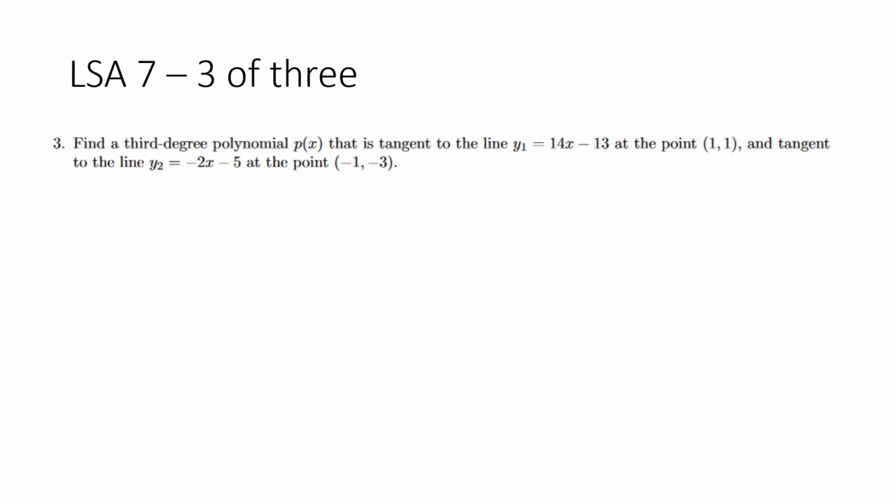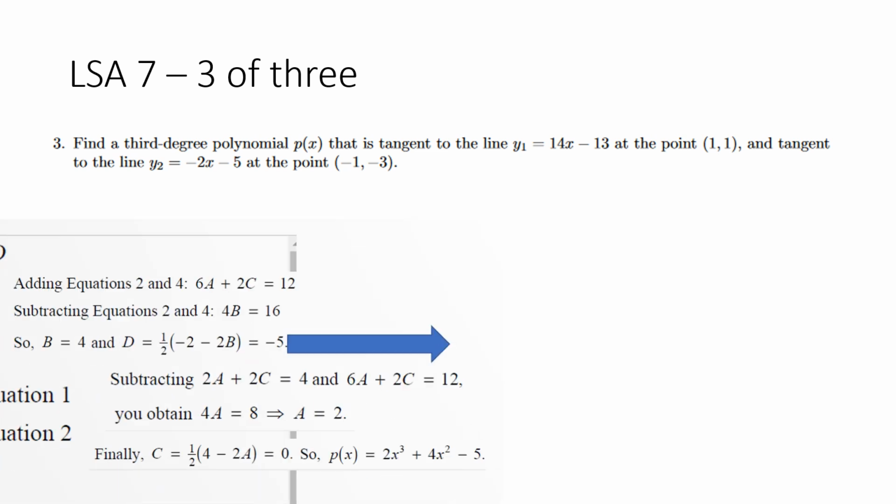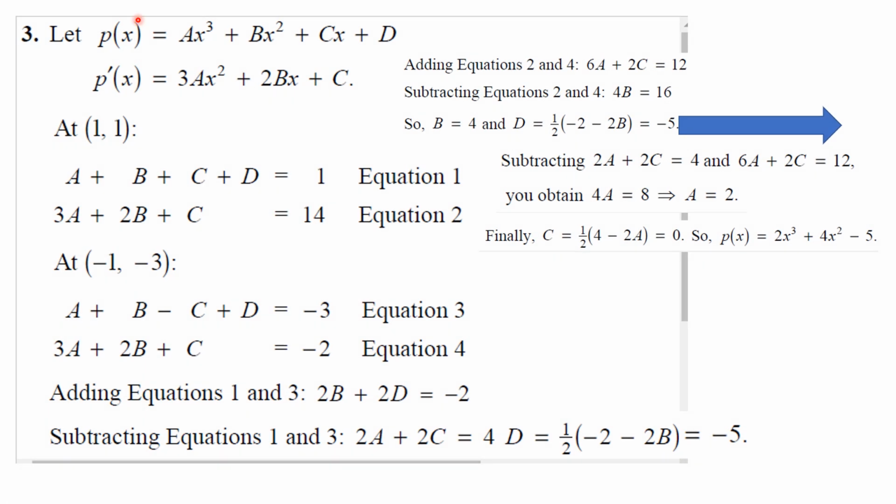This was the third one. You wanted to find a third degree polynomial, p of x, that is tangent to y equals 14x minus 13 at (1, 1), and tangent to minus 2x minus 5 at the point (minus 1, minus 3). This is a third degree polynomial, and if we take the derivative, we get p prime is, this expression is going to be 3a x squared plus 2bx plus c. The d will drop out.